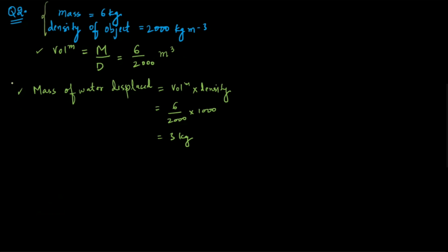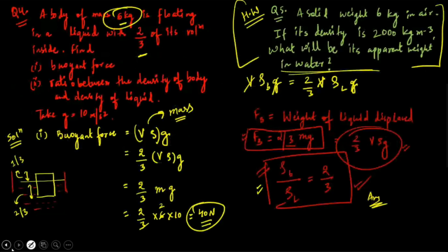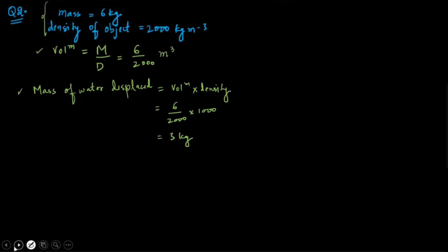Based upon this information that the mass of the object is 6 kg and the density of the object is 2000 kilogram per meter cube, we can find out how much water it is going to displace if it is kept in liquid or in water. So volume is nothing but mass upon density. So we can write it as 6 over 2000. So this is the volume of liquid or water that is going to be displaced.